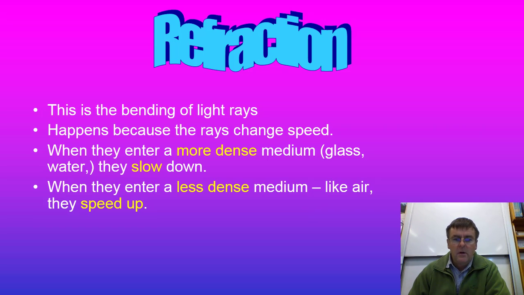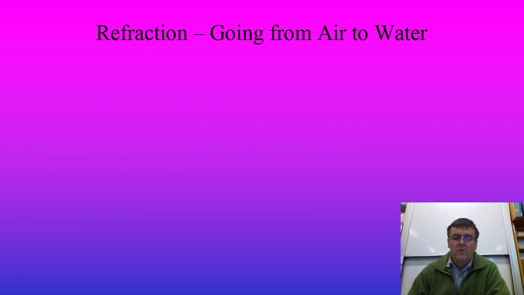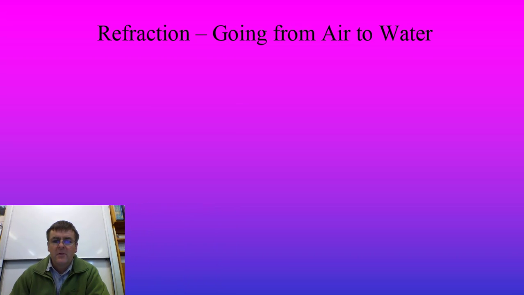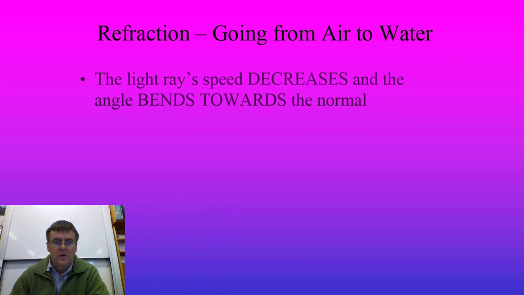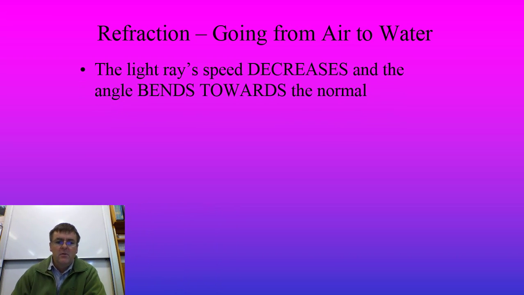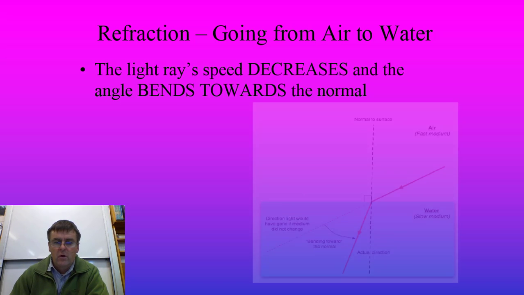Just like us, if we're running down the beach through the air, we're going quite fast. When we hit the water, we slow down. It's a more dense medium. Light does the same thing. So if we're going from air to water, from less dense to more dense, it's going to slow down. So the speed decreases and it bends towards the normal line.